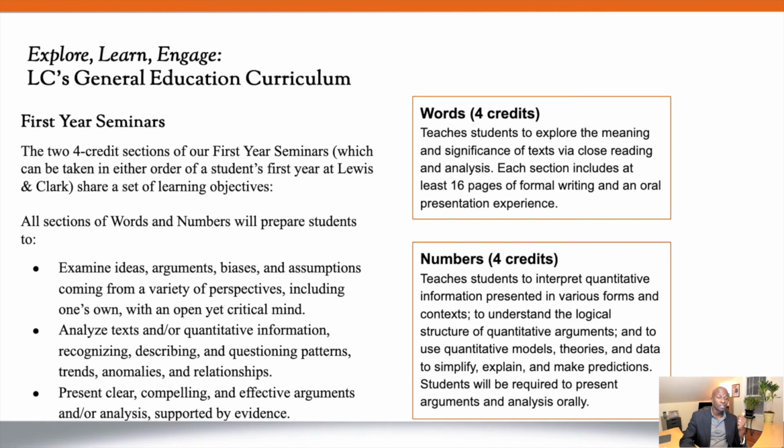First, students who take these courses, both words and numbers, should develop their skills in examining ideas, arguments, biases, assumptions coming from a variety of perspectives, including their own, with an open and critical mind. We hope that you will improve your capacity to analyze texts and or quantitative information so that you are able to recognize, describe, and question patterns, trends, anomalies, and relationships. The third learning outcome for our words and numbers first year seminars is that students improve the skill of presenting clear, compelling, and effective arguments and or analyses, and do that with good evidence.